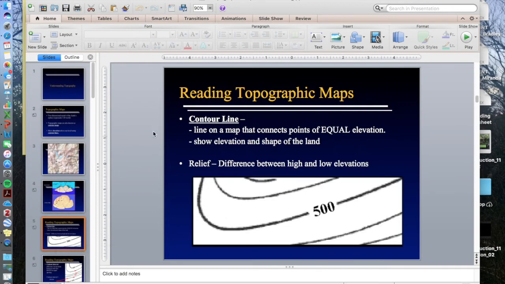All right, so for us to read these, we have our different contour lines. Any time we're on a line, that is equal elevation. So anywhere along this line, the elevation would be 500. As you move to the next line, it's going to be a different elevation, but anywhere along that line, it is the same elevation. So we can show elevation and shape by looking at these lines. And we can see our relief, which is the difference between the high and low elevations.